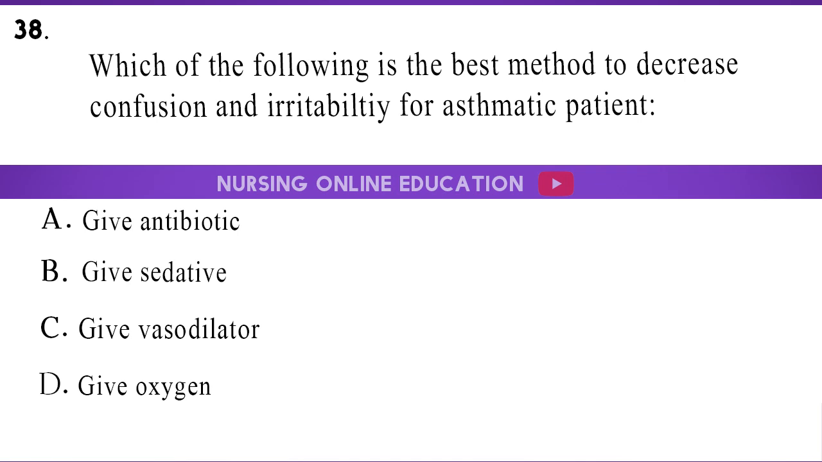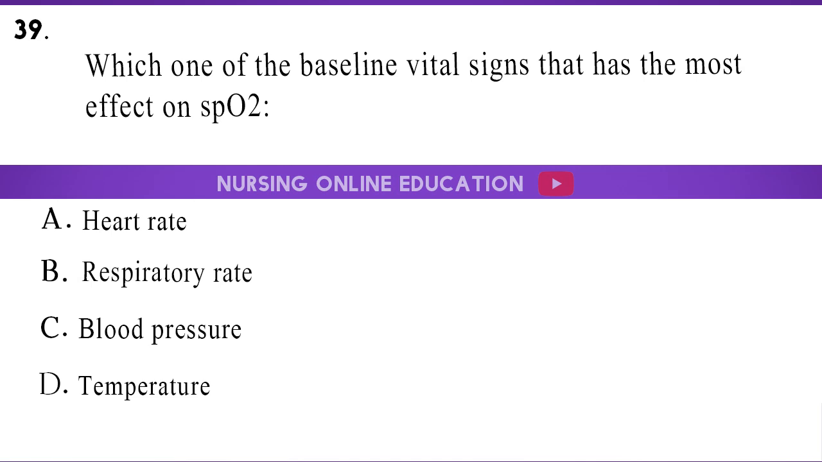38. Which of the following is the best method to decrease confusion and irritability for an asthmatic patient? A. Give antibiotic. B. Give sedative. C. Give vasodilator. D. Give oxygen. The answer is option D. Give oxygen.